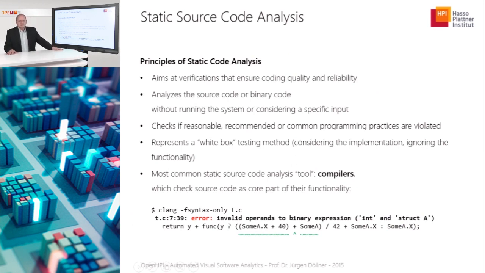The static source code analysis aims at verifications that ensure coding quality and reliability of the source code. For that reason, they analyze the source code or sometimes also the binary code of an implementation without running the system or considering specific inputs given to the system. So it's called static because we do not consider real-time behavior or system dynamics. This is up to dynamic code analysis techniques.